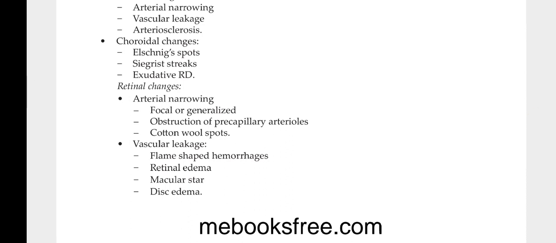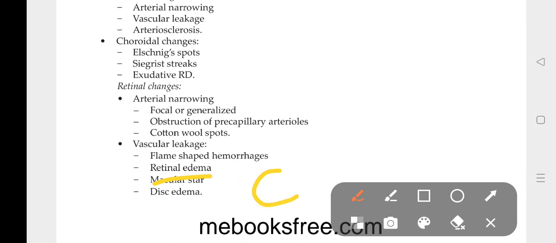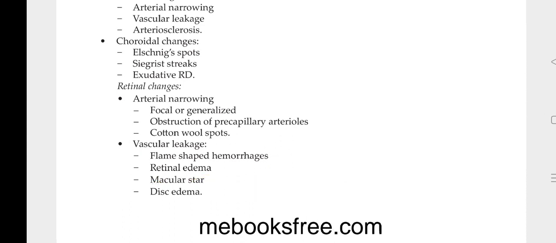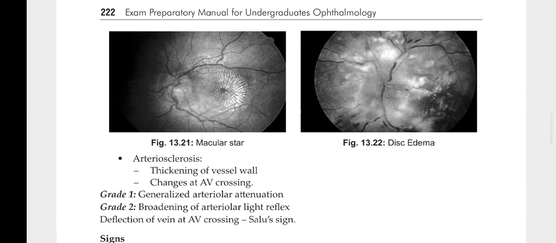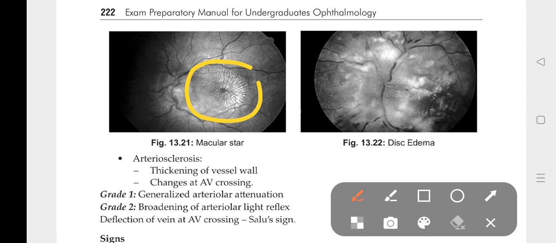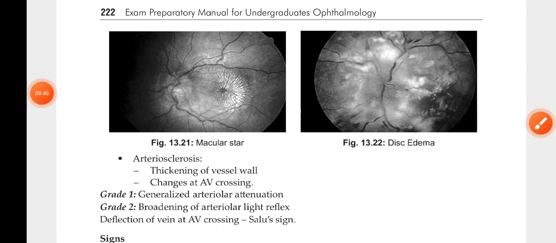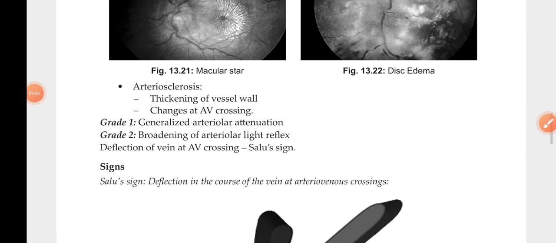Macular star means at the macula it will be circular, like macular star type of scene. Macular star and disc edema. See, so beautiful, macular star is there. And disc edema, the disc will be edematous. And in arteriosclerosis, there will be thickening of the vessel and changes at AV crossing.